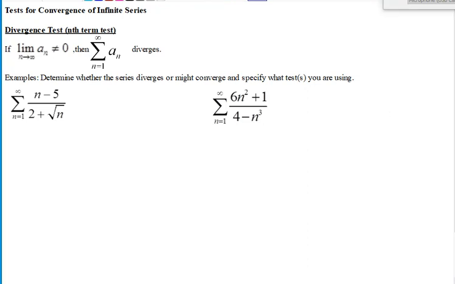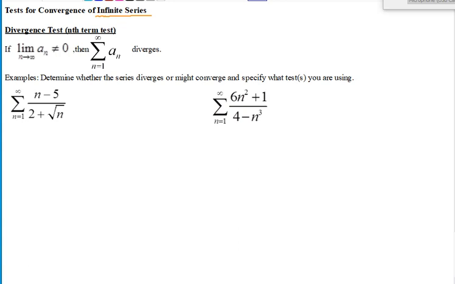Assignments for AP Calculus on the topic of the divergence or nth term test, the integral test, and the p-series test. There are a lot of different tests to determine if these infinite series converge or diverge. Again, converging means it eventually approaches a specific value. Diverges means it doesn't, usually going off to infinity, or it could be bouncing back and forth between two values and never settling on a specific value.